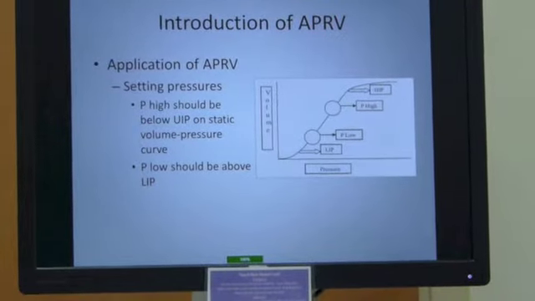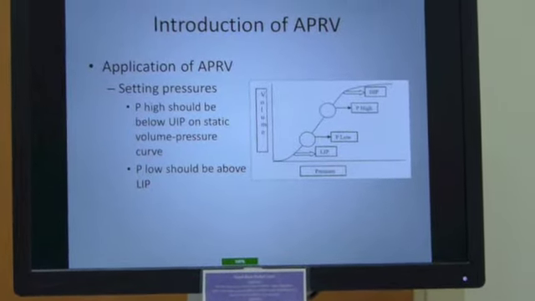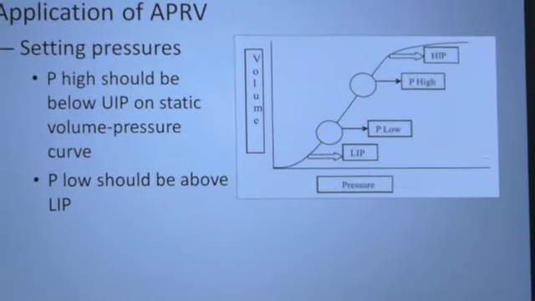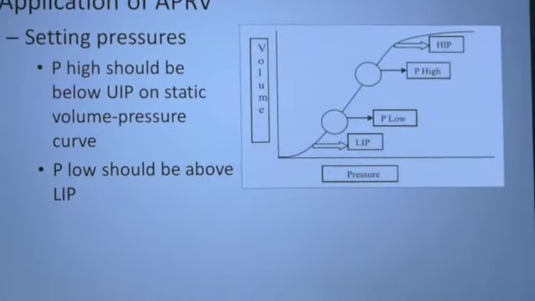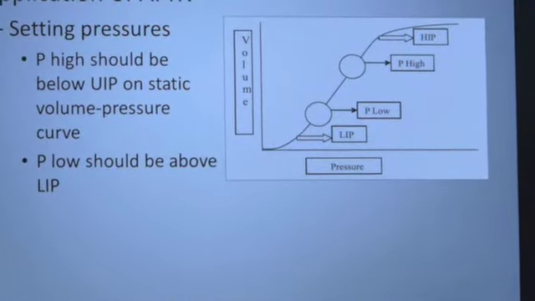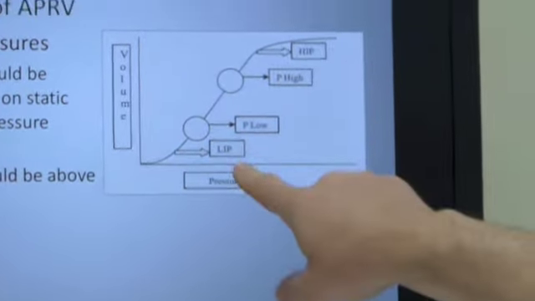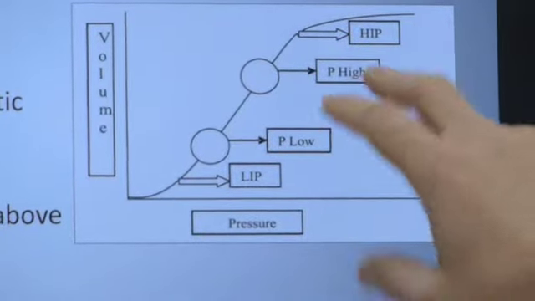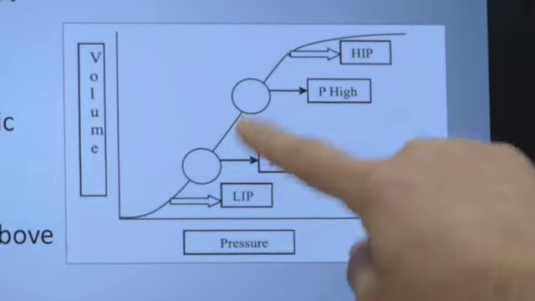So let's apply the APRV, right? Setting pressures. P-high should be below the upper inflection point on a static volume pressure curve. P-low should be above the lower inflection point. So you have the lower inflection point and the upper inflection point. You have P-high and P-low between those two points, and that's where you cycle the APRV.